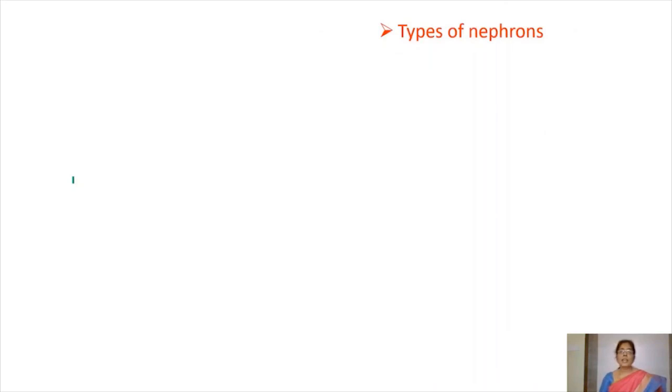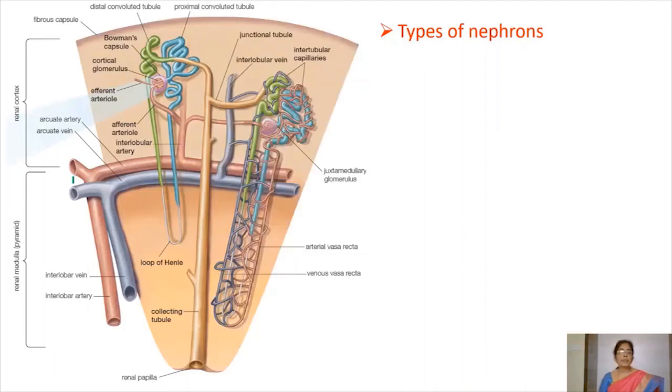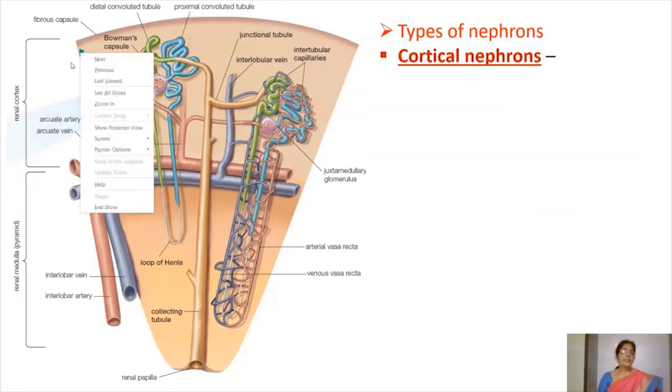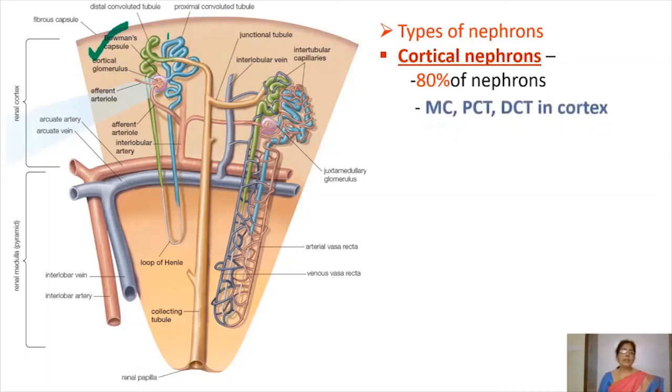Next is types of nephrons in the kidney. In our kidney, two types of nephrons are present. They are cortical nephrons and juxtamedullary nephrons. So, what we see now on the left side are cortical nephrons. The ones on the right side are juxtamedullary nephrons, which we will learn in the next slide. In our kidney, 80% of nephrons are cortical nephrons. Out of the 1 million nephrons in our kidney, 80% are cortical nephrons.